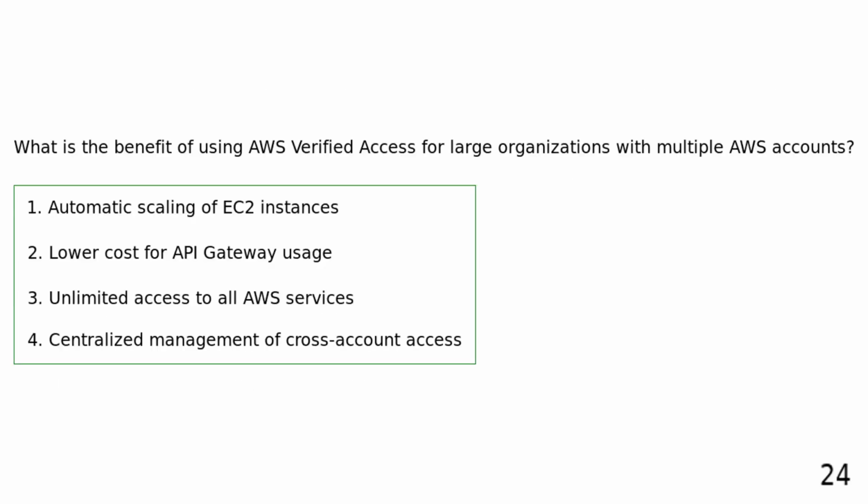What is the benefit of using AWS Verified Access for large organizations with multiple AWS accounts? Automatic scaling of EC2 instances. Lower cost for API gateway usage. Unlimited access to all AWS services. Centralized management of cross-account access.